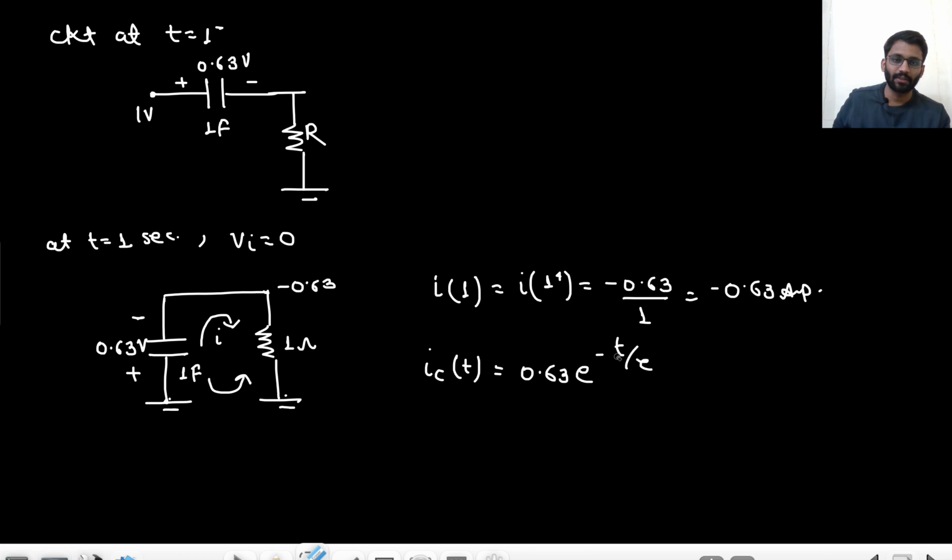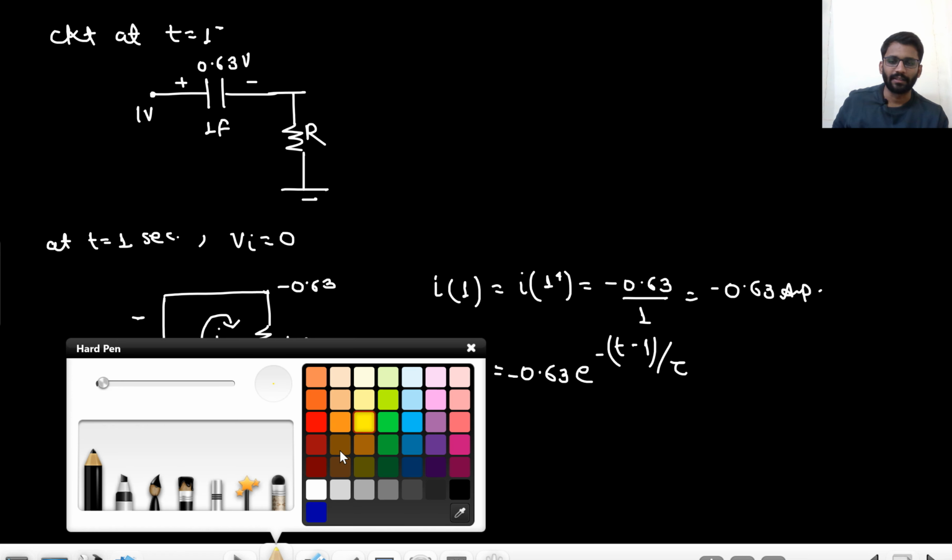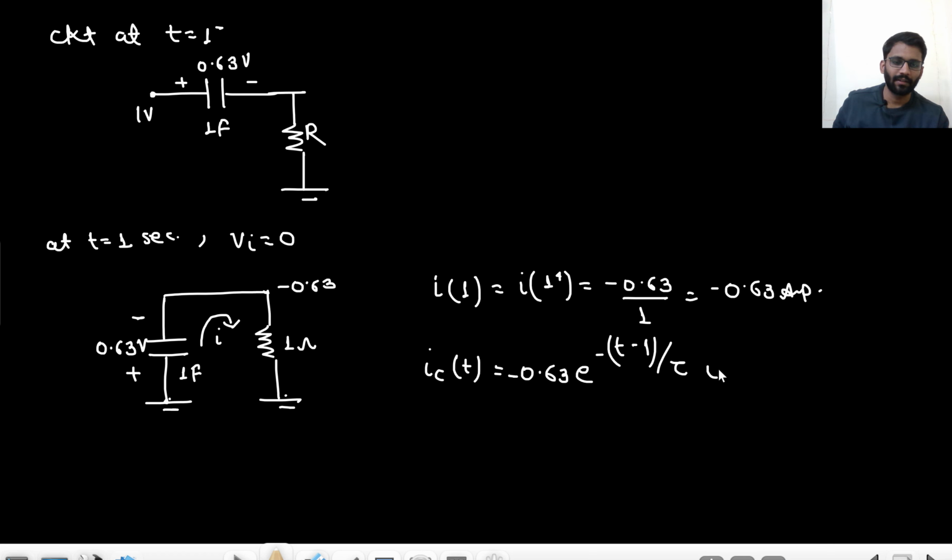But since the input is gone at t equals 1 second, you will write e to the power minus (t minus 1) by tau. A minus sign will also be there because we are taking the current direction in this way, but actually the current is flowing like this. The actual direction of the current is this. Since they have given the direction like this in the question, we have to put a negative sign. So this will be your i(t) equation, right?